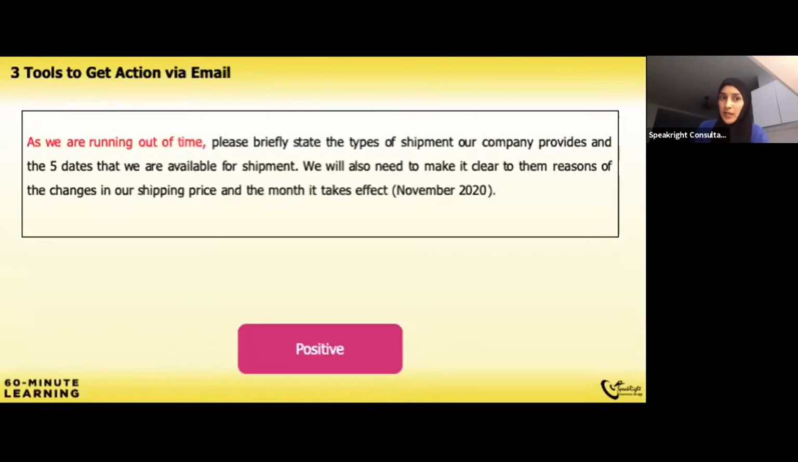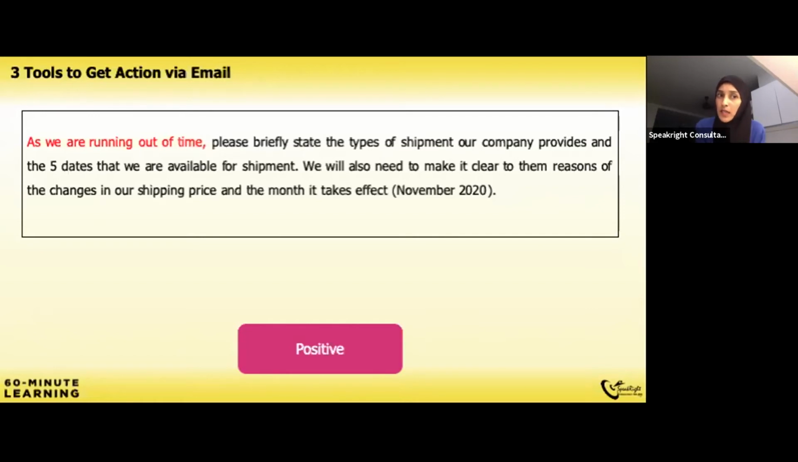Now, second one here, recall the email where Elizabeth mentioned, "As we're running out of time, please briefly state the types of shipment our company provides and the 5 dates that we are available for shipment." Now look at "as we are running out of time." That sounds a little bit negative again. Is it necessary for Jenny to know that we are running out of time?